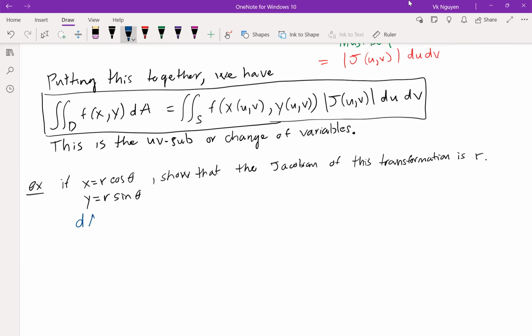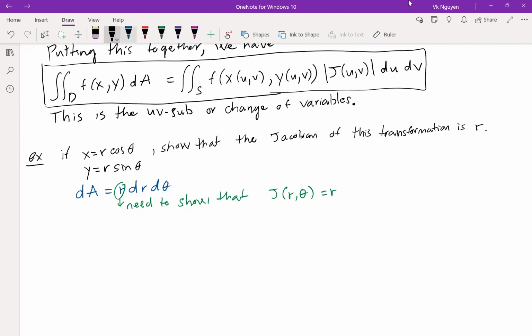We know that dA is r dr d theta. This r right here, we need to show that it is the Jacobian of r theta, because it does match up with the formula that I boxed up there, the UV sub. Okay, let's do it.